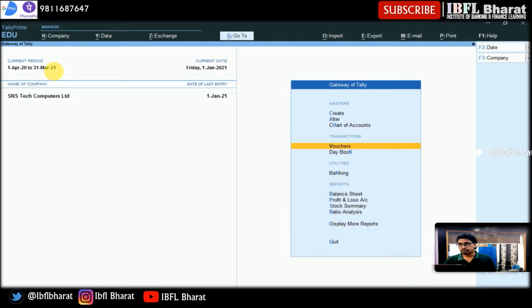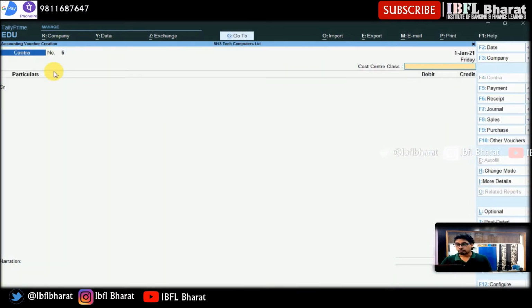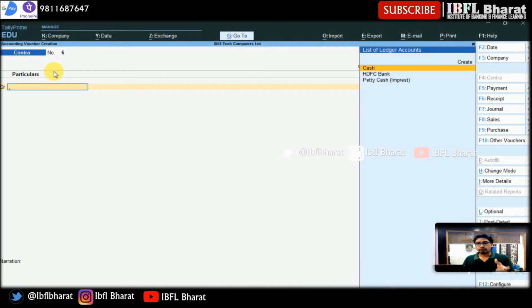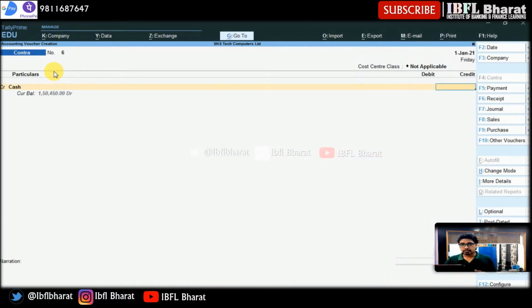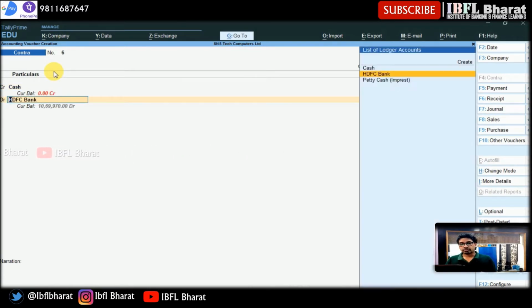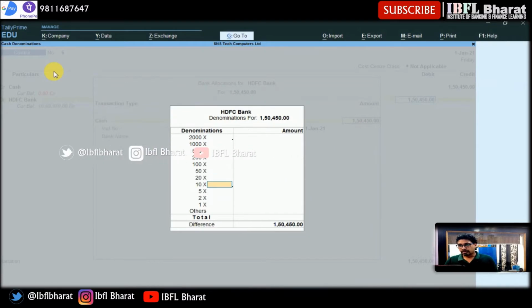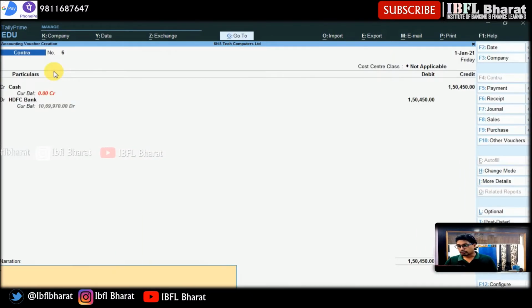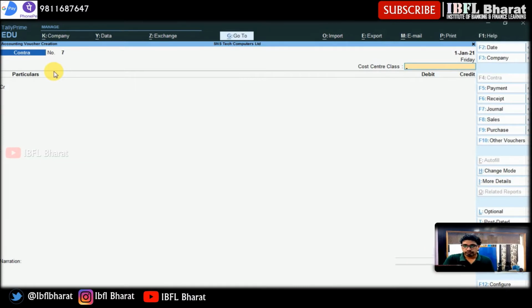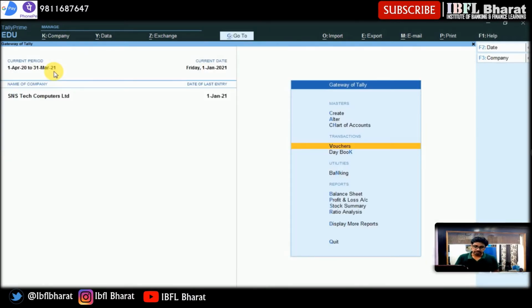Just go to the vouchers and open the contra voucher, F4, and just collect the amount, whatever cash amount you had collected, 1,50,450. The amount we had received, we will deposit it in the HDFC bank. We were not having any cash amount, we were only having the petty cash, that's why the cash is going zero, and no problem, the same amount we are depositing into the bank. And now we have finished our January month transactions with this transaction.